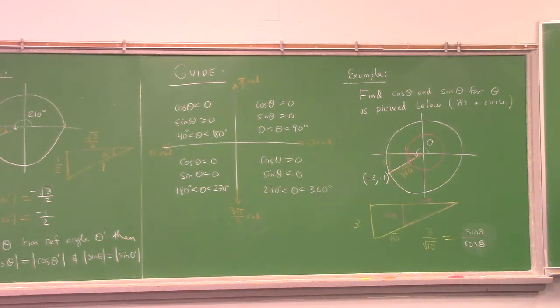So I get 9 over 10 cosine squared theta plus cosine squared theta equals 1, which gives me 9 tenths plus 1 is 19 tenths. So 19 tenths cosine squared theta equals 1, so cosine theta is equal to the square root of 10 over 19, plus or minus, but we're going to choose the minus because of where we are. So the cosine is minus the square root of 10 over 19.